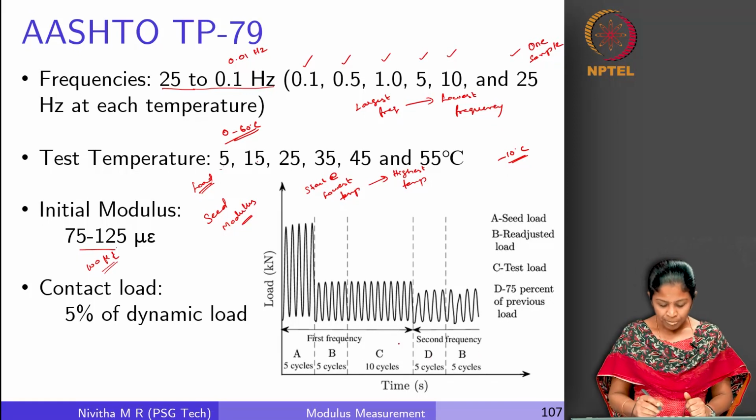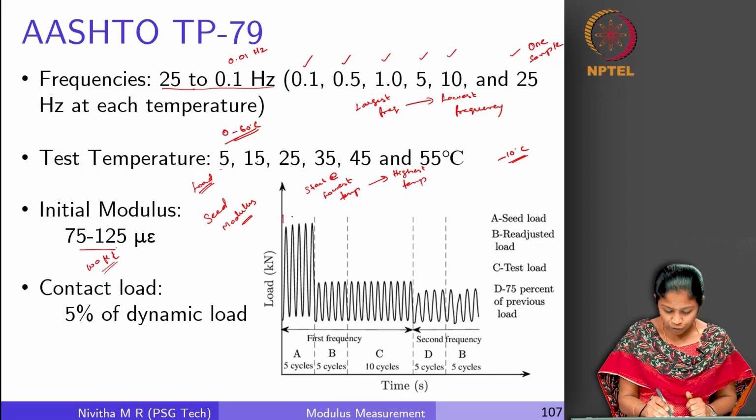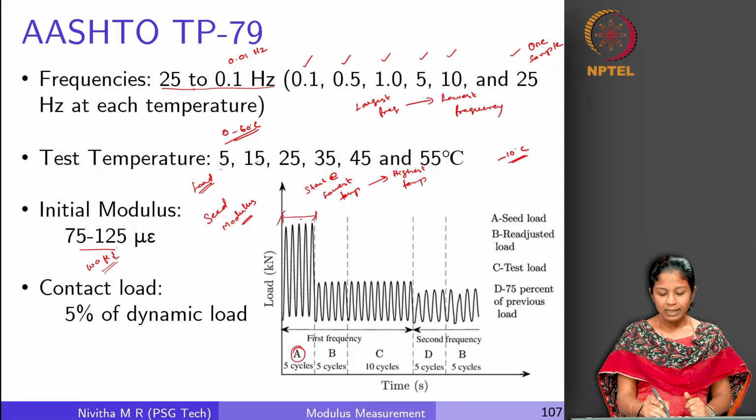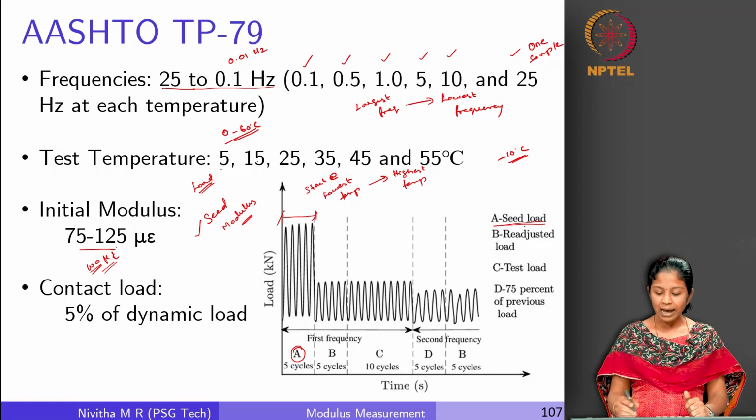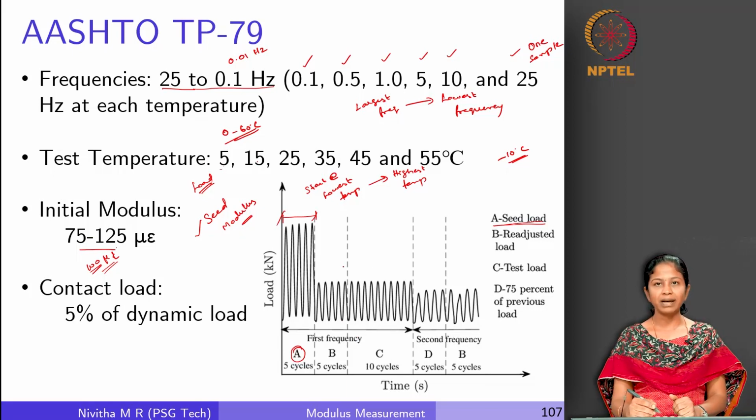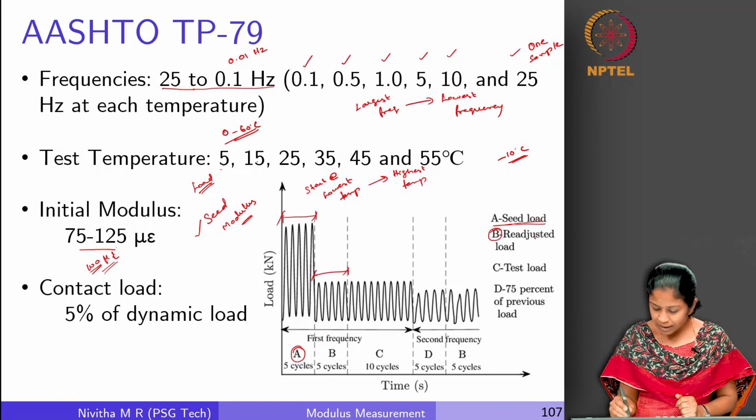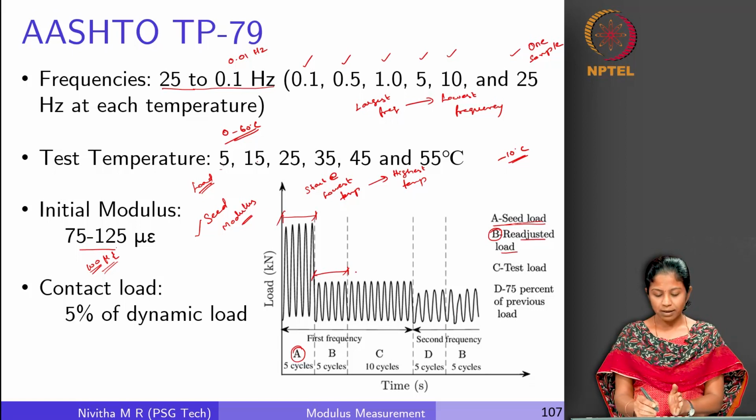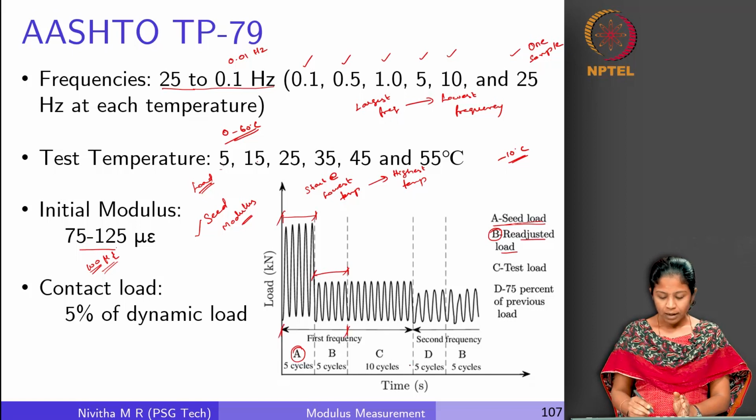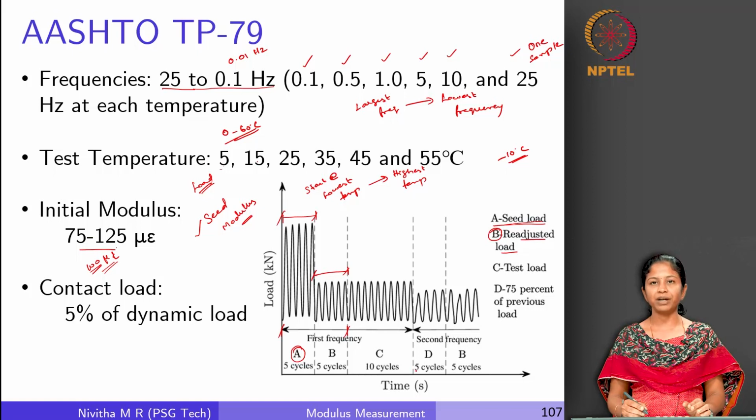Now let us see how it is done. You can see here we have first 5 cycles of load which are applied here, right. It is called A. These first 5 cycles are for a seed load. So we will provide a seed modulus. It will calculate the corresponding load for a particular strain value in this range, and that load will be applied for these first 5 cycles. At the end of 5 cycles, the modulus will be calculated and the strain also will be calculated. Now it will be checked whether it falls within this range, and accordingly the load will be adjusted. So this next 5 cycles is called B, which is the readjusted load. Once the 10 cycles here are over, we will get the strains more or less in this range of 75 to 125 micron.